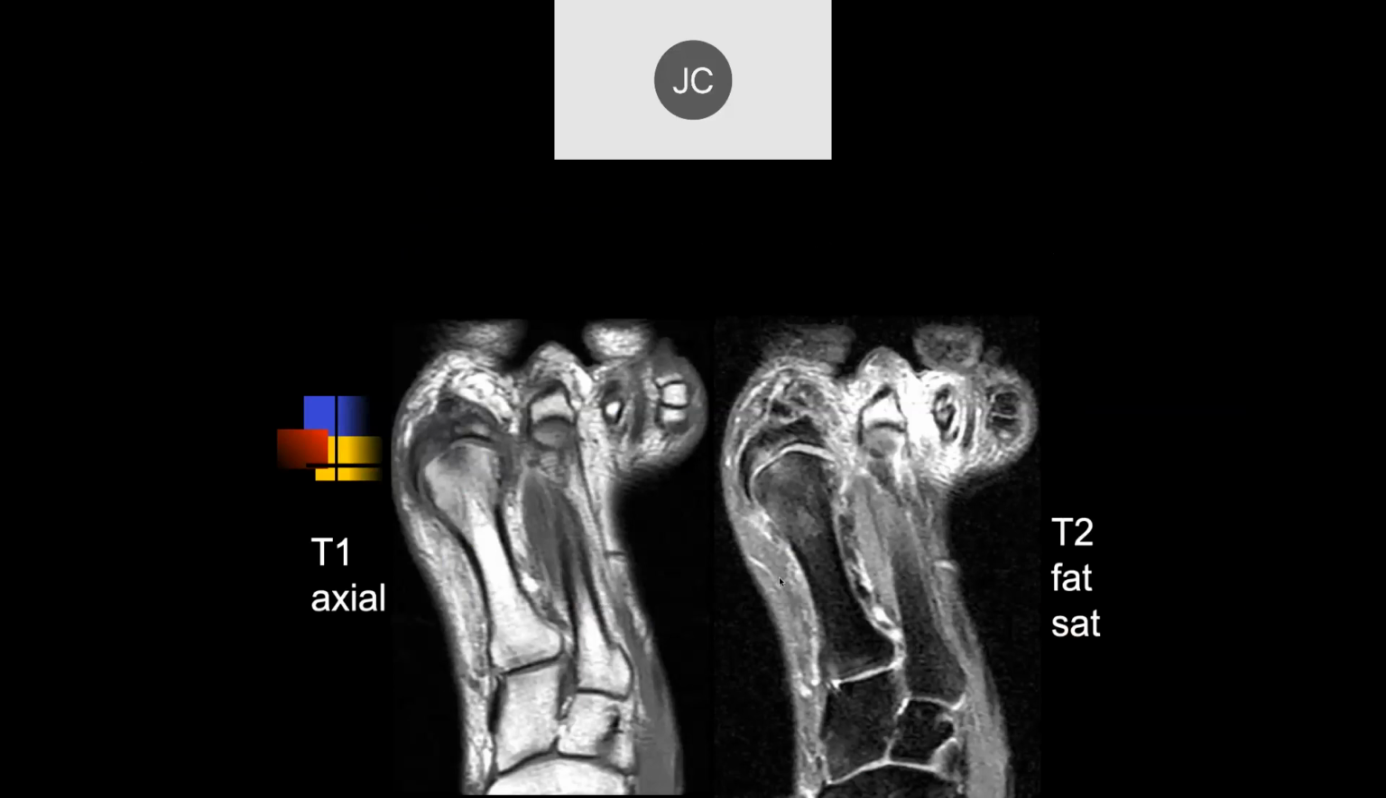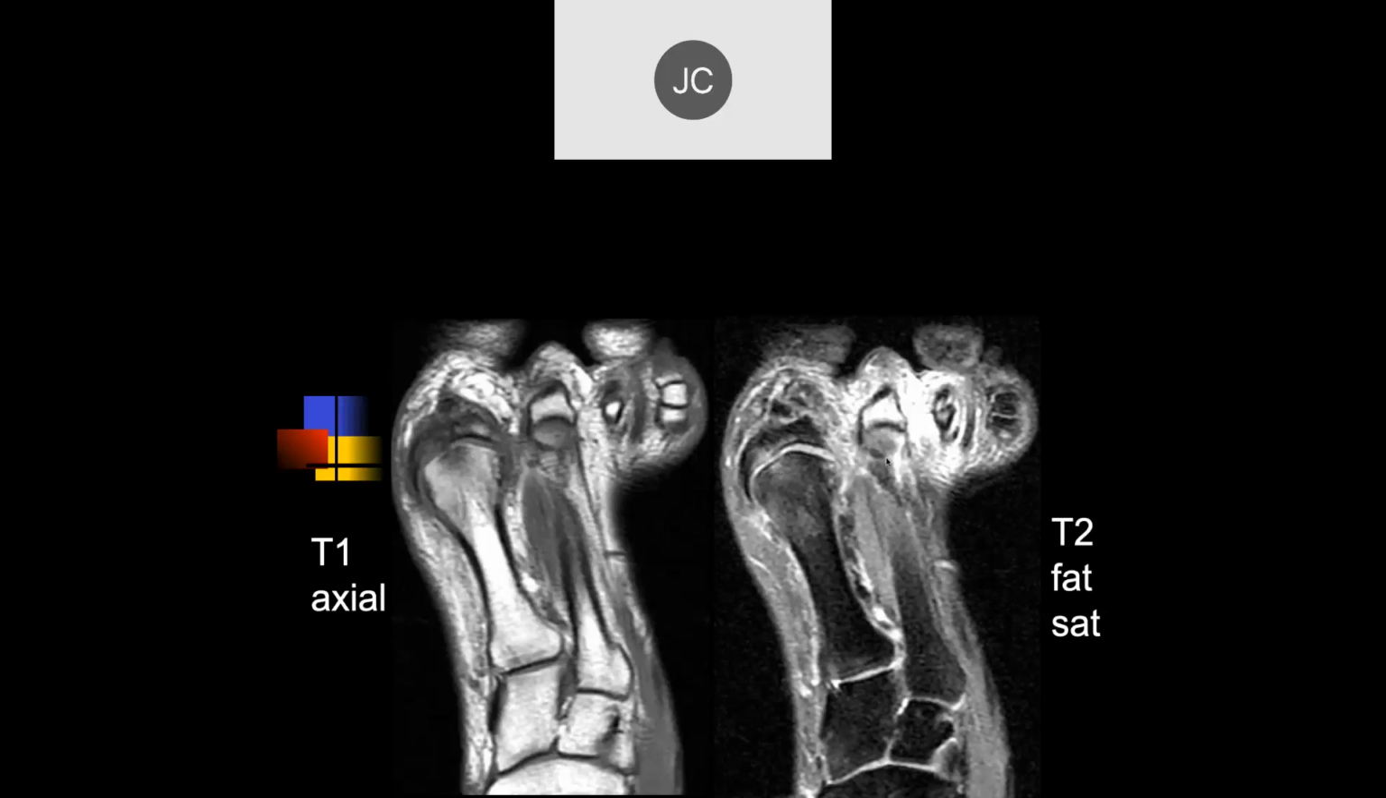Okay, Elior, what do you think of this case? Okay, so you have axial. It's a diabetic, and we're worried about osteomyelitis. Yeah, the first MTP joint, I see some subchondral edema. I think I'd just call that degenerative change. Okay, agree.